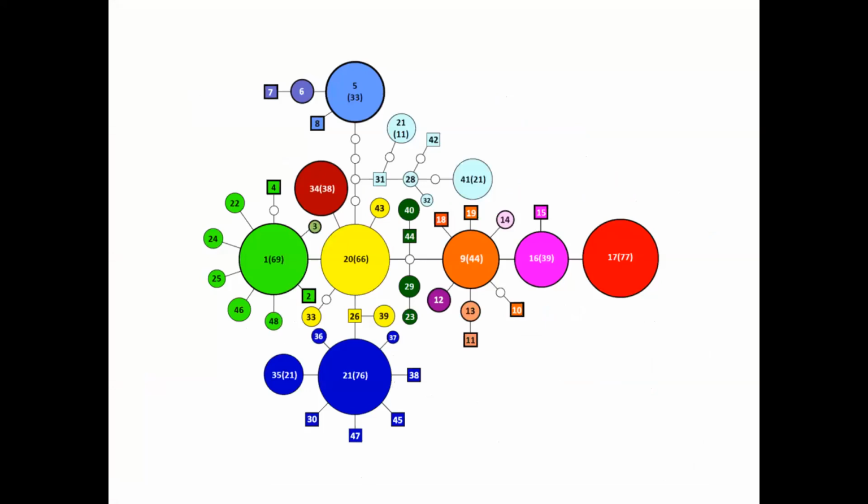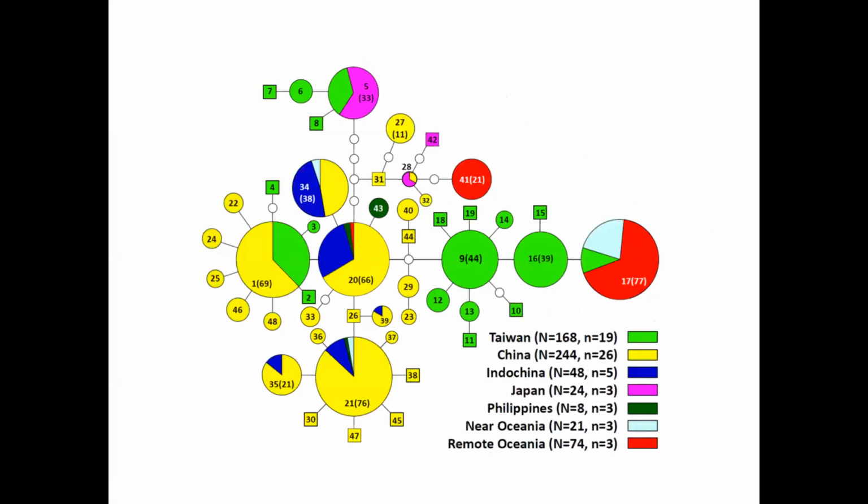Okay, here I tried to mark the haplotypes by their distribution range. As you can see, the green color means Taiwan, yellow is China, and blue is Indochina. Basically, China has the highest haplotype diversity; you can find 26 different haplotypes in China. Taiwan, although a relatively small island, has 19 different haplotypes. Anyway, Taiwan, China, and Indochina have very, very high genetic variation compared to the Pacific region.